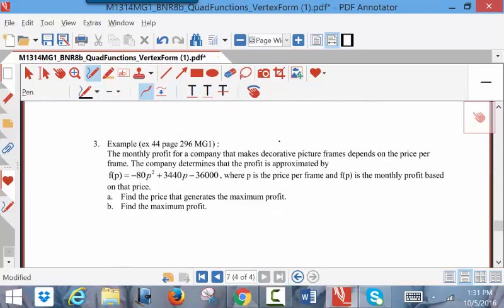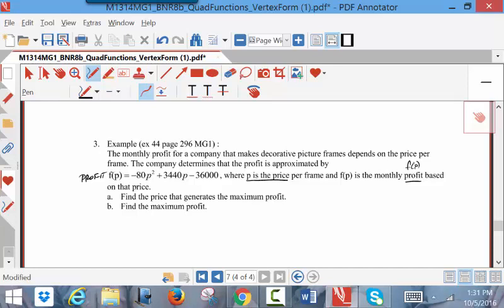All right, so here's one. The monthly profit for a company that makes decorative picture frames depends on the price per frame. The company determines that the profit is approximated by this. I don't know why they put f of p; I wish they would have put p of x. But this function, this y value, is your profit. That's the money you make. Here p is the price per frame, and f of p is the profit based on the price.